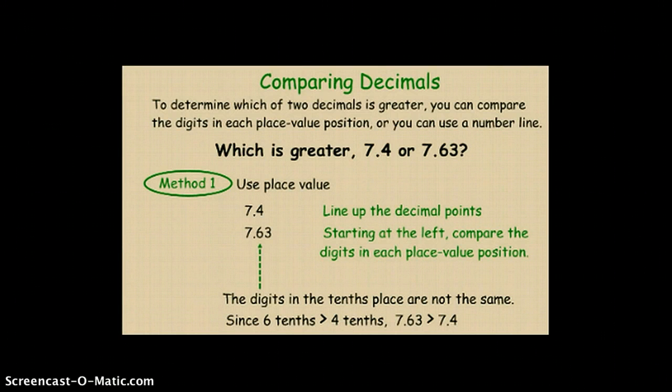So starting at the left, compare the digits in each place value position. So you have 7 and 7, decimal point, 4 and 6. Now remember, there's an imaginary 0 at the end of 4. So you can also think of it as 7 and 40 hundredths and 7 and 63 hundredths, and 40 is less than 63, or 4 is less than 6.